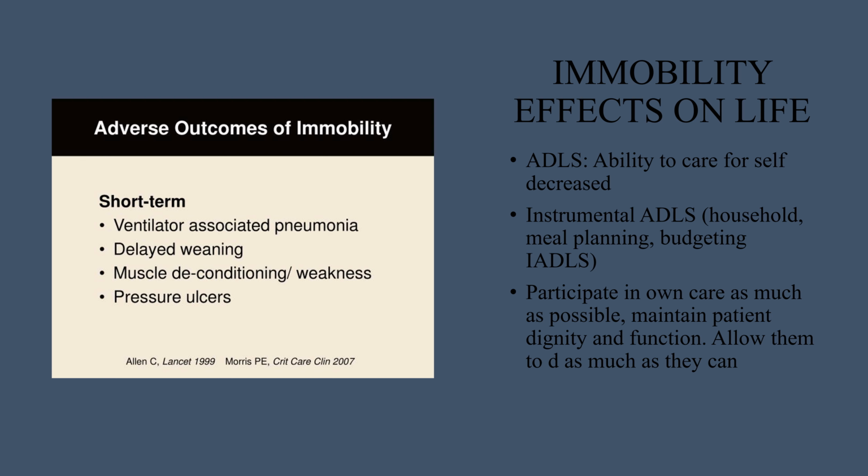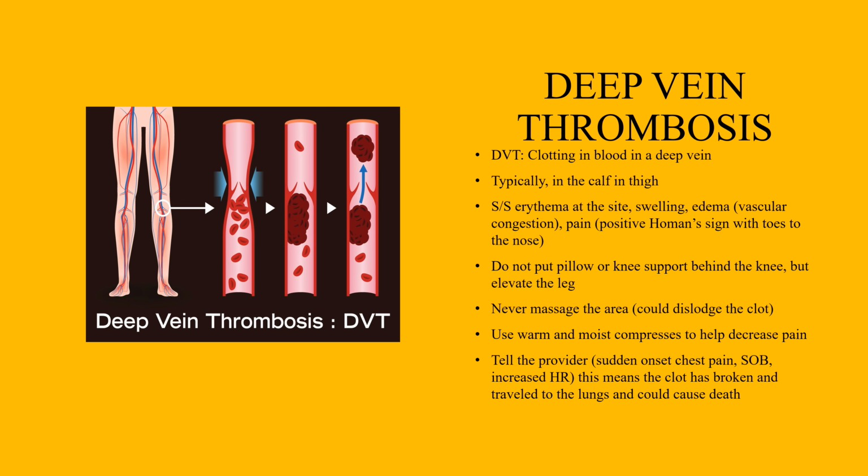So we have these things called instrumental ADLs. This is more like household work, meal planning, budgeting, more outside-of-the-house ADLs, not so much dressing yourself and brushing your teeth and everything like that. Those are called IADLs. But then the ADLs are activities of daily living, like we're normally used to, like brushing your teeth, changing your own clothes, taking a shower, things like that.